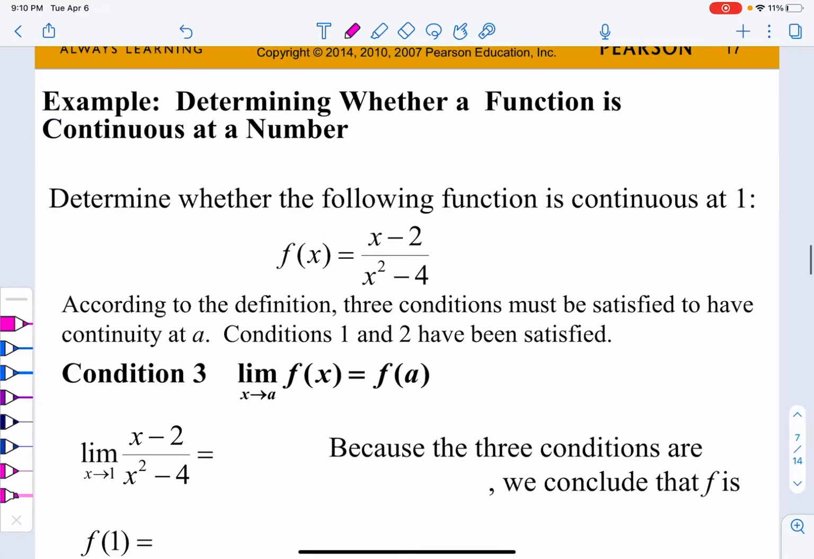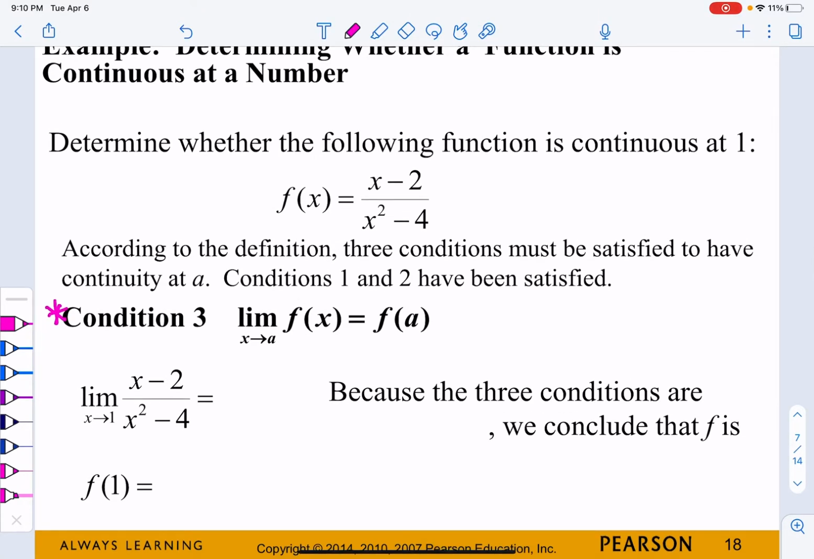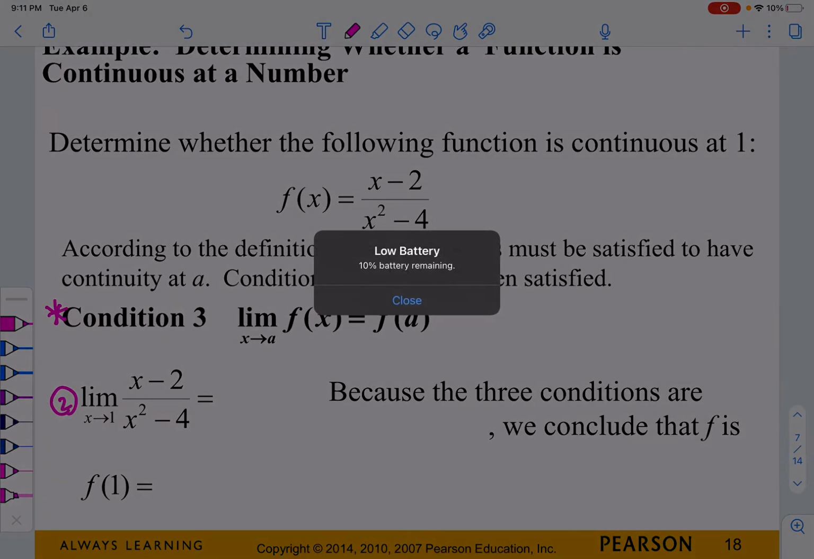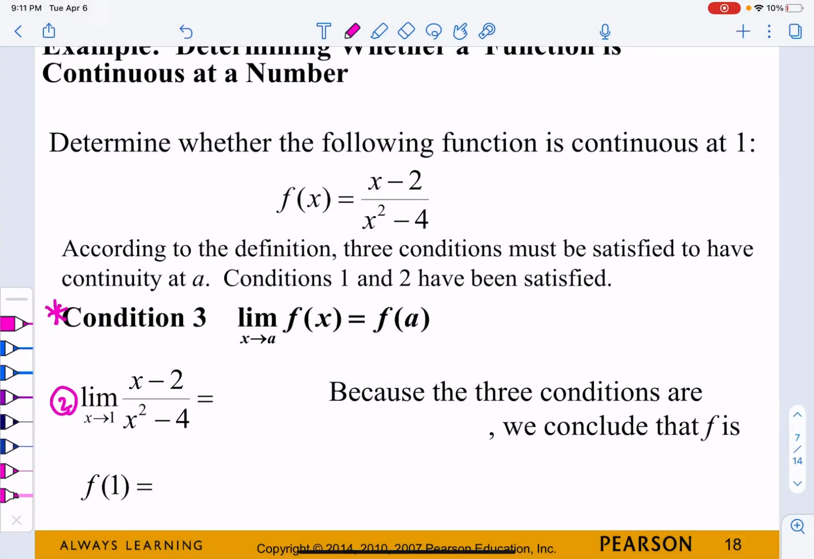Condition number 3 wants to know that the limit as x approaches a of f of x is equal to f of a. Did we end up with the same answer? When we checked condition number 2, we checked the limit of that. We ended up with a positive 1/3. When we checked condition number 1, the value of the function at 1, we ended up with a 1/3.